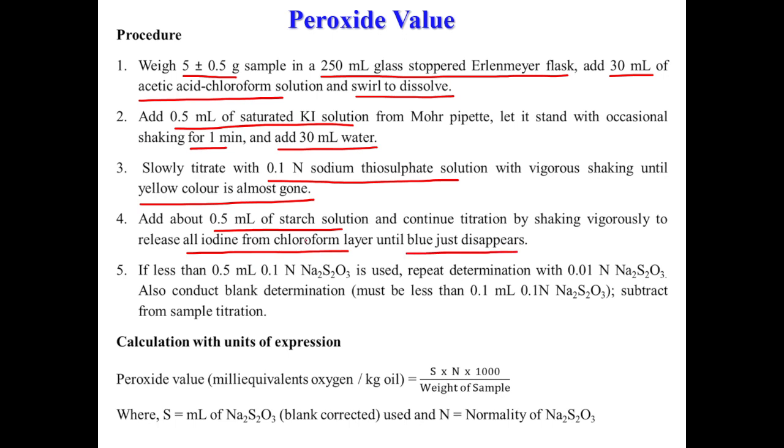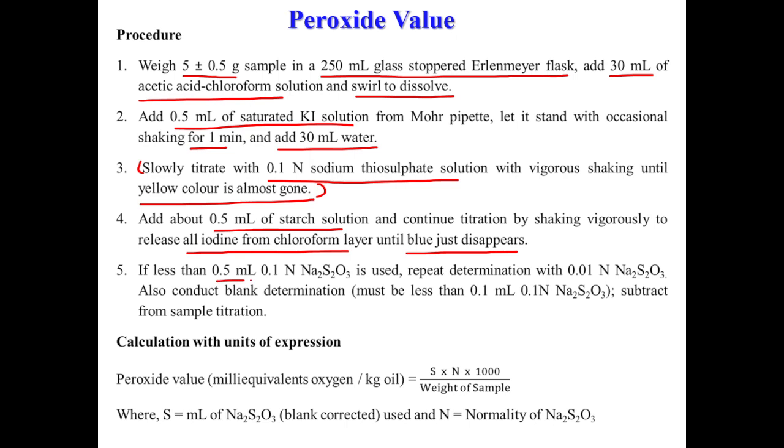So if you add the starch solution, you will have the blue or blue-black color. This is because starch, when it reacts with iodine, gives a blue or blue-black color. So you have added 0.5 ml of the starch solution and continue titration by shaking vigorously to release iodine from the chloroform until the blue color disappears. This step can also be skipped. You can directly add the starch solution, and then you will have the blue-black color, and then you will titrate to the colorless endpoint.